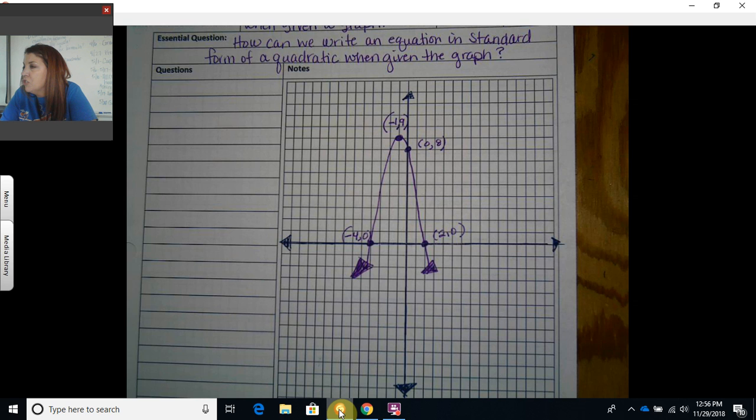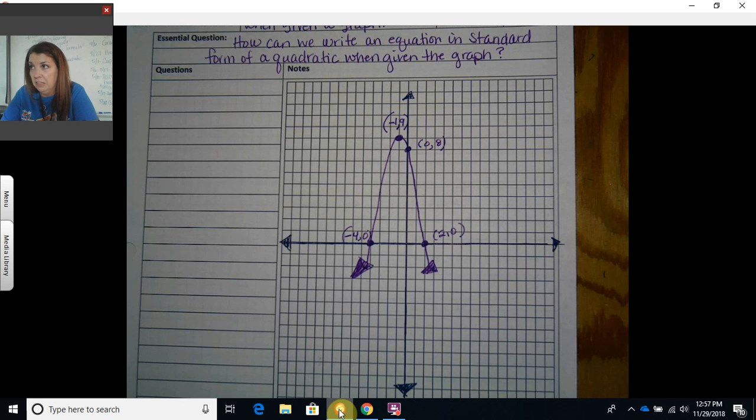So last class, they gave us the equation and we had to find all these points. Where's the vertex? Where's the y-intercept? Does it open up or does it open down? What are the x-intercepts? We had to find all of those points and plot them, correct? Well, today we've been given the graph and then we have to write the equation of the graph in standard form. Okay, so it's like doing the opposite of what we did in our last class.